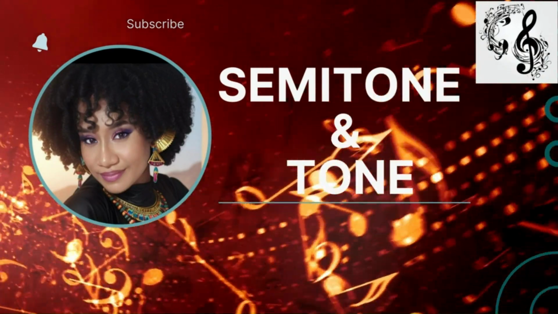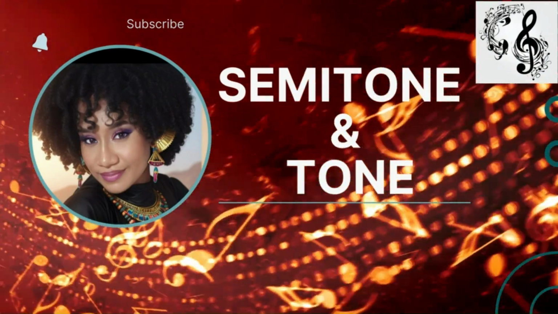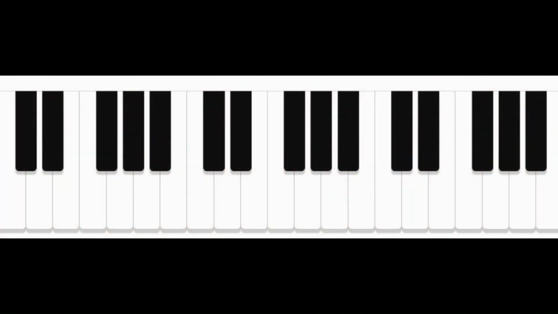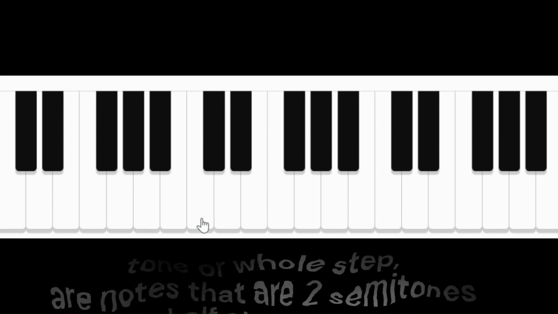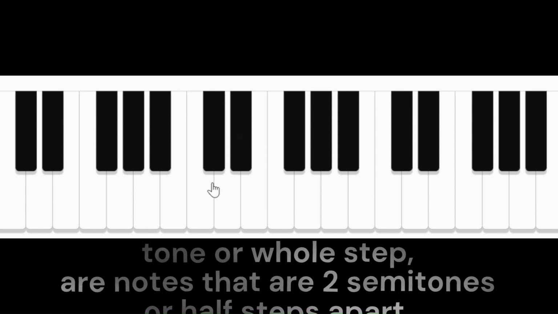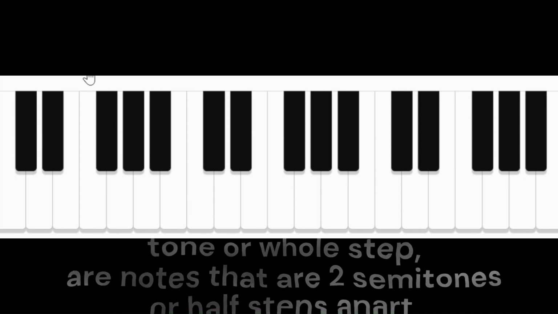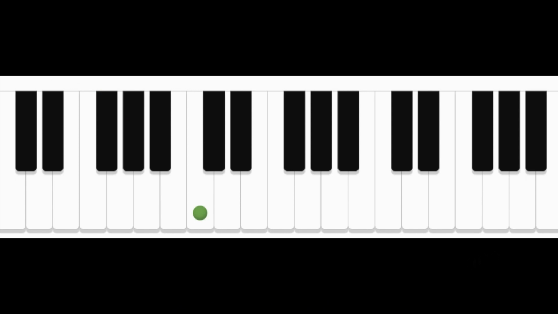Intervals, semitone and tone, also called half step and whole step. On the piano keyboard, any note that is immediately next to another note, the distance between those two notes is called a semitone or a half step. So take, for instance, if I look for C, and I were to play this note that is immediately to the right of it, these two notes are a semitone apart.